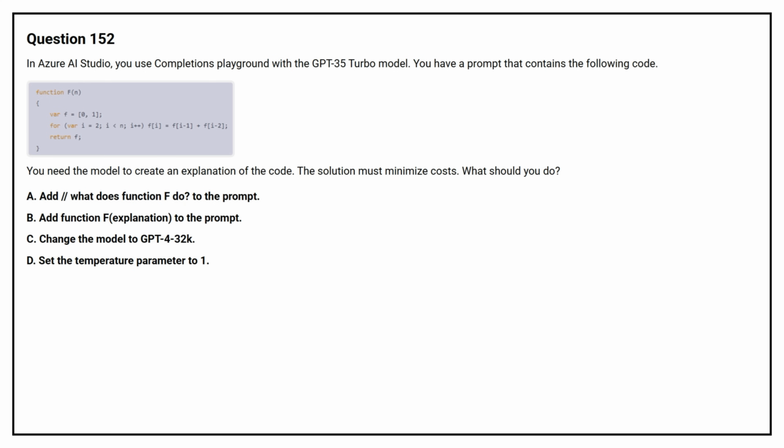What should you do? Option A, add 2 forward slashes. What does function f do to the prompt? Option B, add function f explanation to the prompt. Option C, change the model to GPT-4 32K. Option D, set the temperature parameter to 1. The correct answer is option A, add 2 forward slashes. What does function f do to the prompt?